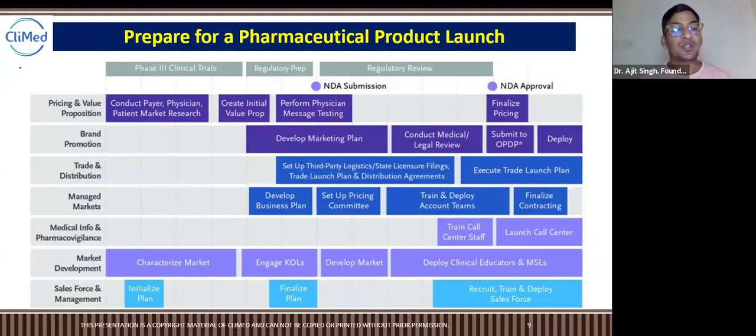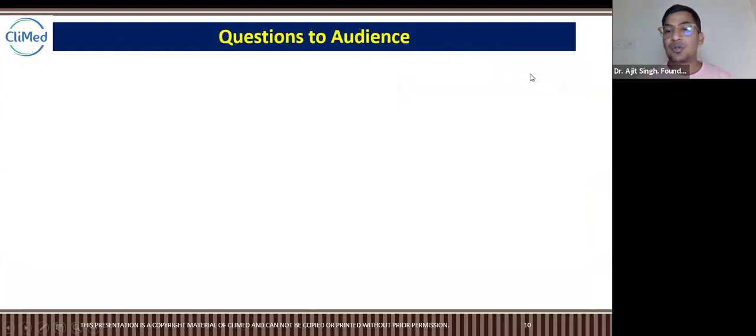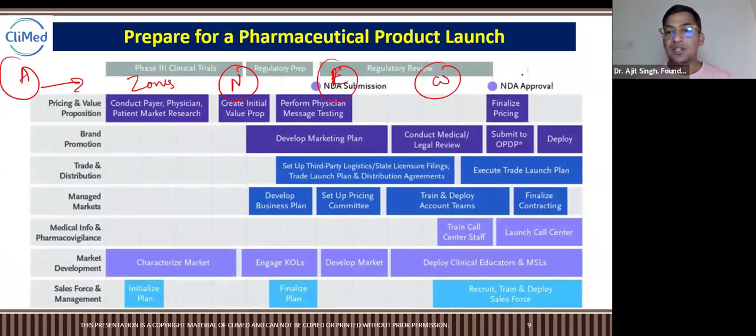Like first, suppose a company has come up with drug A. If they are distributing it, they will make zones, like North zone, East zone, West zone, South zone, right? In North zone, there are 7 states. In East zone, there are 10 states. In West zone, there are 15 states, or whatever number of states, I'm just telling you. In South zone, there are 7 states. Whatever number of states, I'm not concerned about the number right now.